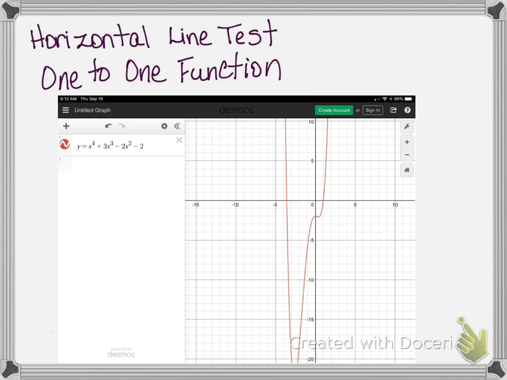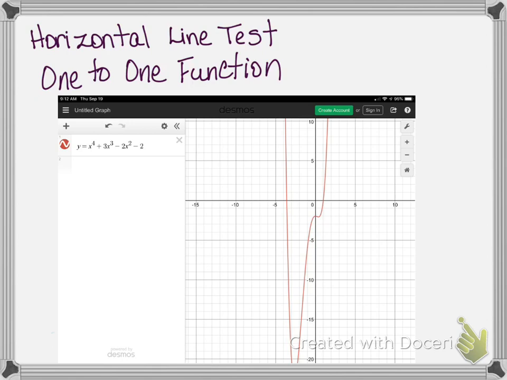So this is a function. We already know it's a function because we've been dealing with functions. What I want to know is, is it a one-to-one function? And the way that we determine if something is a one-to-one function is the horizontal line test. So I'm going to take a horizontal line and I'm going to drag it down. And if it touches the function in more than one spot, then it's not a one-to-one function.